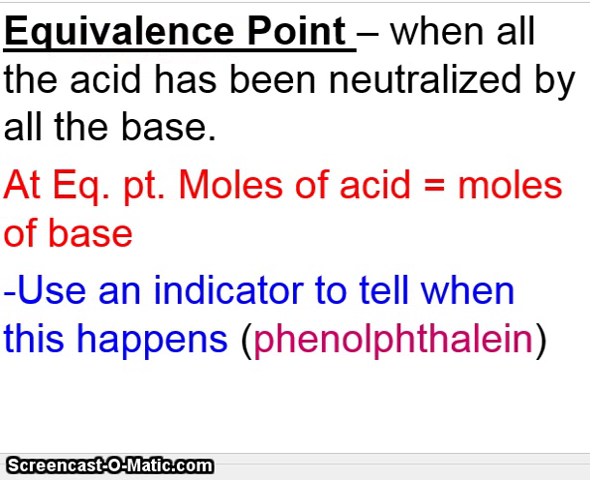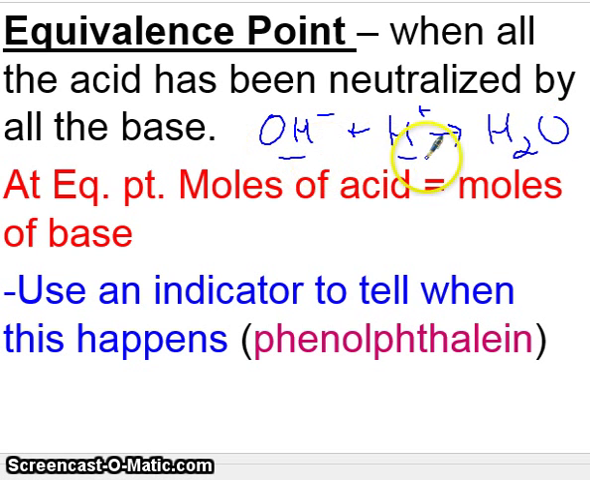So here is an important concept before we do this. And the concept is the equivalence point. The equivalence point is when all the acid has been neutralized by the base. So this is essentially when the base, OH-, has combined with acid, H+, to produce water. So you have essentially reacted all the acid with all the base, and this is where you stop your reaction, because you can't just keep adding the base and adding.